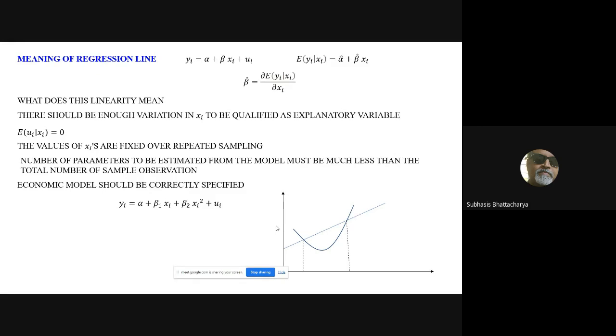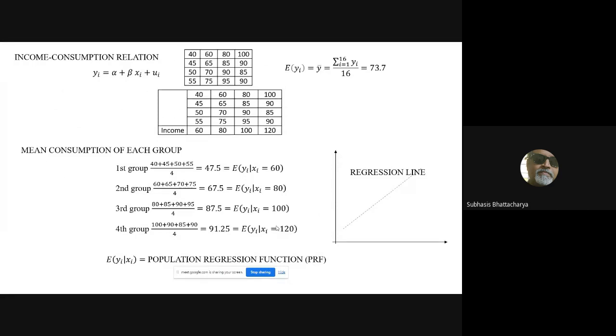Just go back to this previous example. In this first group whose average income is 60, the average consumption is 47.5. But within this group, no one has a consumption equal to 47.5. So 47.5 is the consumption of an average individual, and that is called the predicted consumption. The actual consumptions are 40, 45, 50, 55. But the predicted consumption, or the consumption of the average individual, is 47.5.